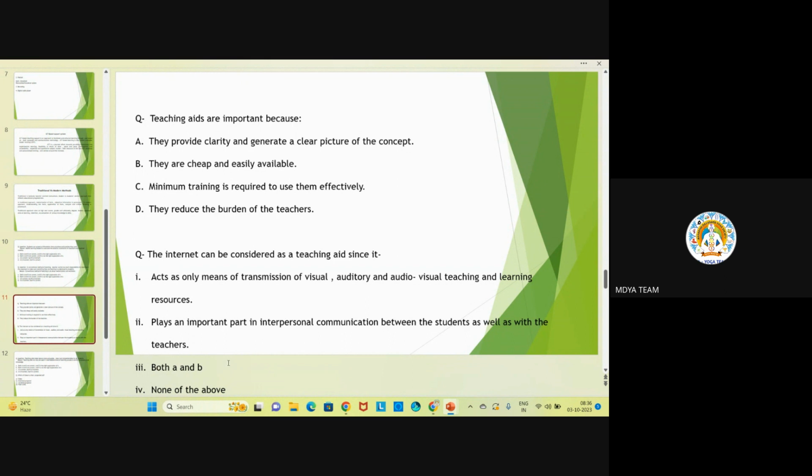Ma'am, I think it's not the only means of transmission. Sorry, the internet is not the only means of transmission. There are other means of transmission also. So no, this is your homework.